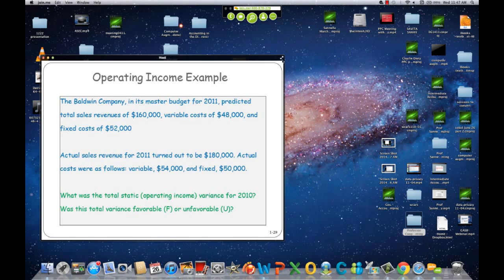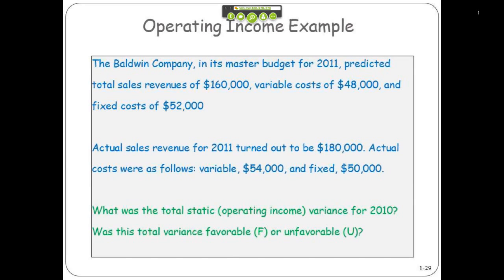The actuals. 180. So what was 64,000? 54,000. So your contribution margin is 126. And then fixed costs were what? That's 76. So that's your actual. And then your master budget. What, 160? $48. Contribution margin of 112. So that's 100. That's just 60,000.